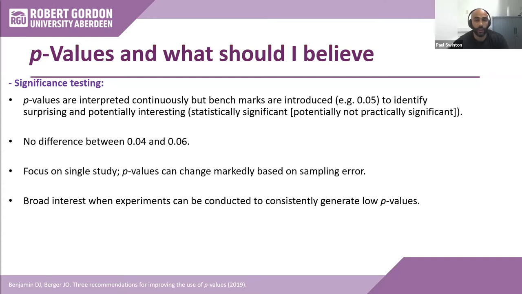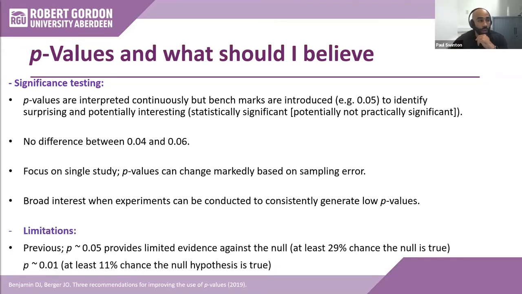In addition, as I said earlier, with significance testing the focus is on the specific study and the sample obtained. There's an understanding that p-values can change markedly from study to study based on sampling error. So with significance testing, broad interest and more confidence only builds when we're able to replicate experiments, or when experiments in different samples consistently generate low p-values. Whilst this perspective seems a lot more reasonable, it also has limitations. One of the major limitations is that a moderately significant value, a p of around 0.05, actually provides limited evidence against the null.